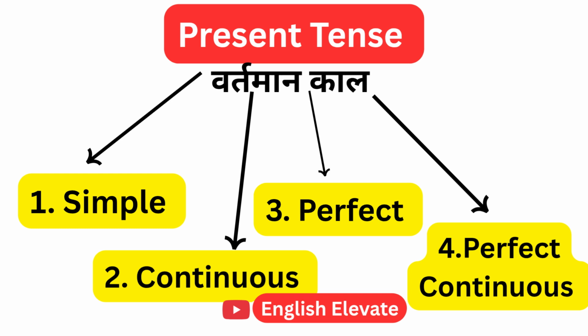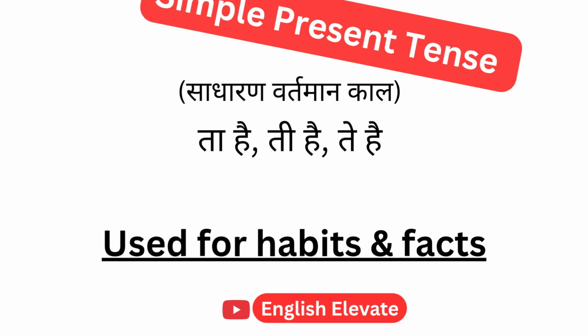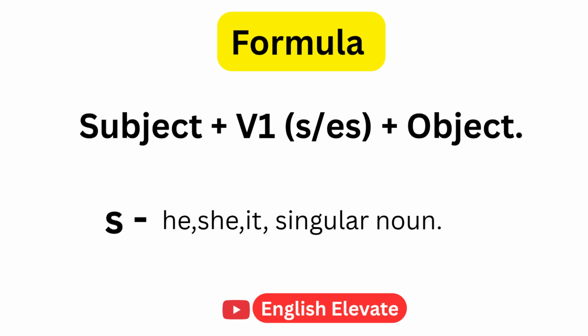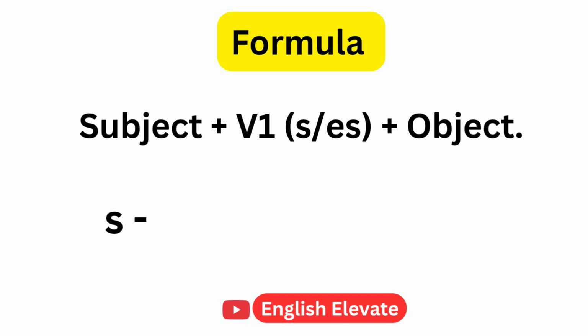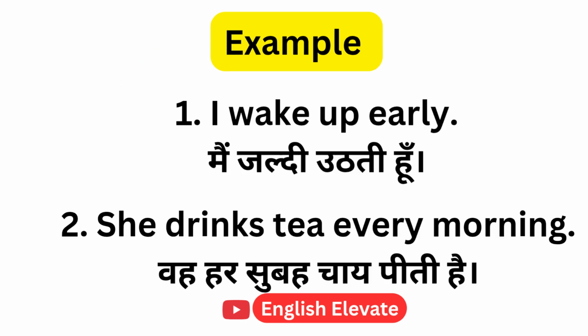There are four types of present tense. First is simple present tense. The simple present is used for daily habits, routine, universal truth and fact. The structure is subject plus verb का first form plus object. And the example is I wake up early. Second, she drink tea every morning.